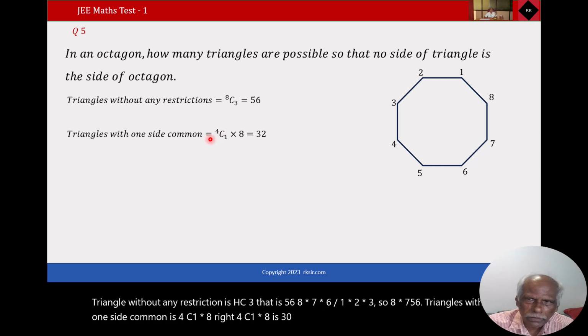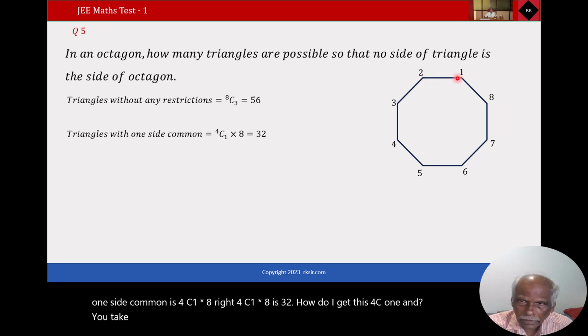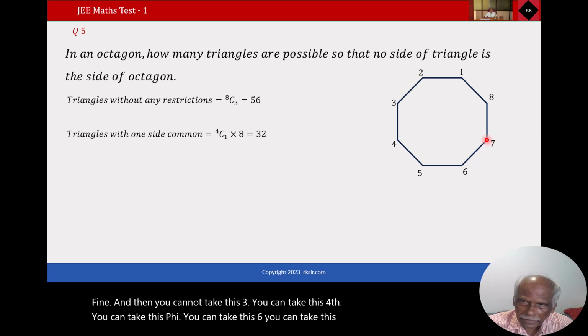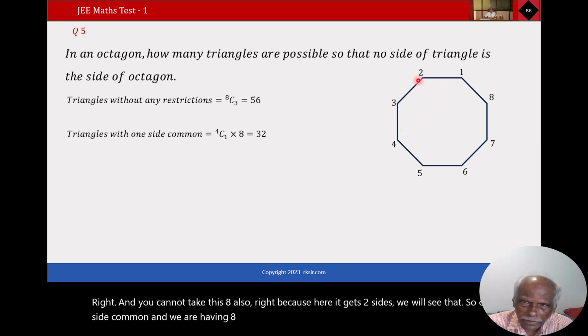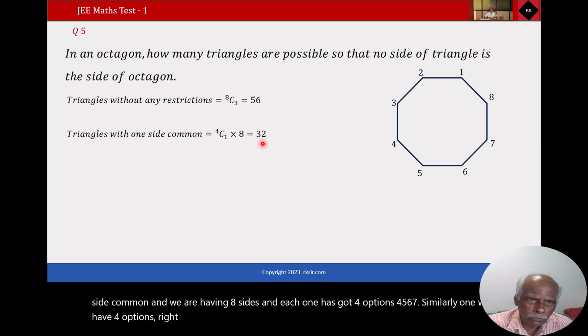How do I get this 4C1? See, you take this side, and then you cannot take this 3. You can take this 4, you can take this 5, you can take this 6, you can take this 7. And you cannot take this 8 also, right? Because here it gets 2 sides. So one side common, and we are having 8 sides, and each one has got 4 options, 4, 5, 6, 7. Similarly, each one will have 4 options, right? Therefore, 4C1 into 8 is 32.